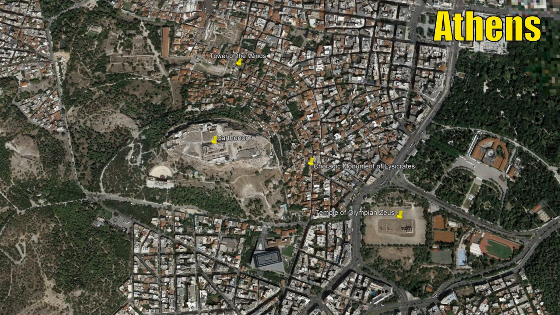Beginning in Athens, here in the center of the picture you can see the Acropolis, upon which the very famous Parthenon is built. Just towards the bottom right corner is the site of the Temple of Olympian Zeus, very, very important as well.